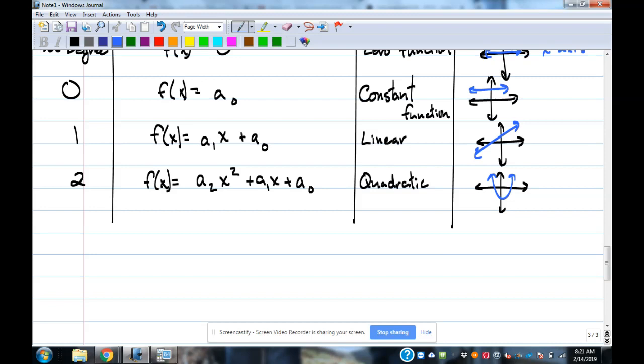What direction they go is dependent upon a in the front of x squared. If it's positive, it opens up. If it's negative, it opens down. That same idea is going to carry over as we go a little higher degree.